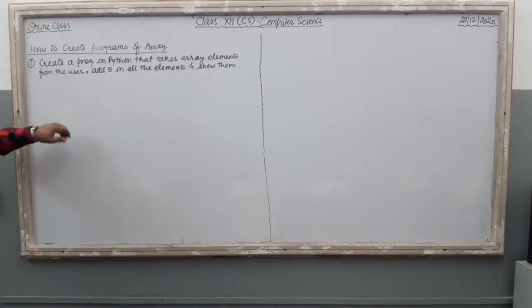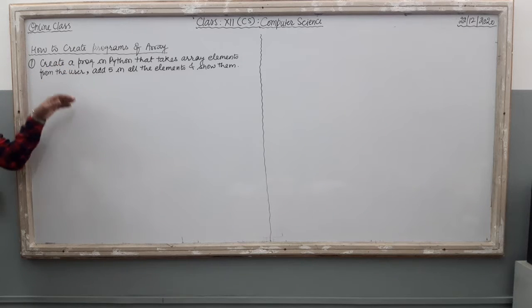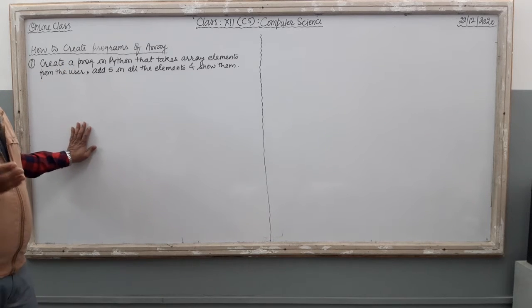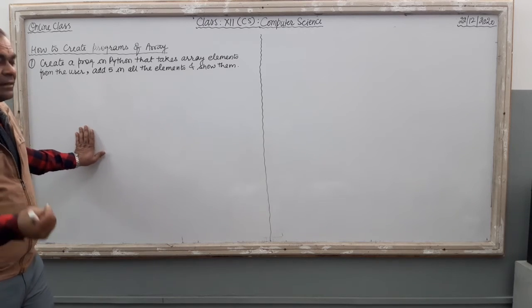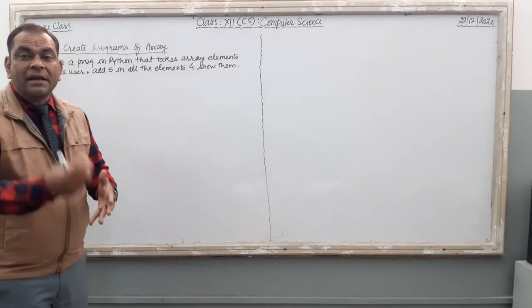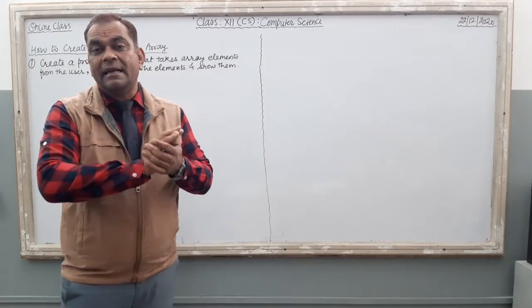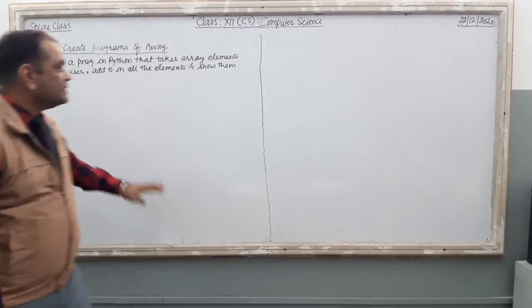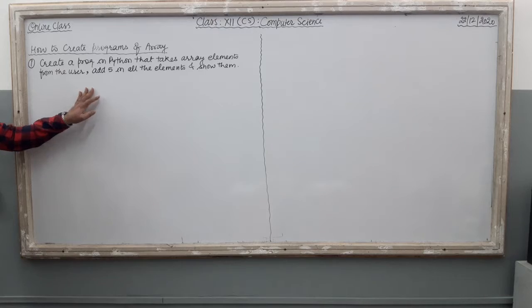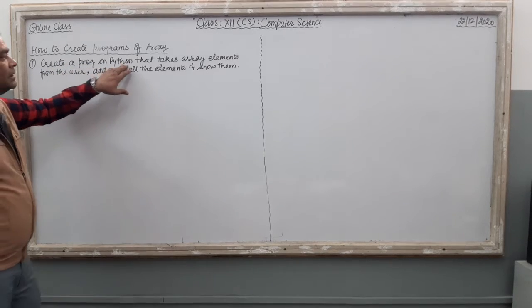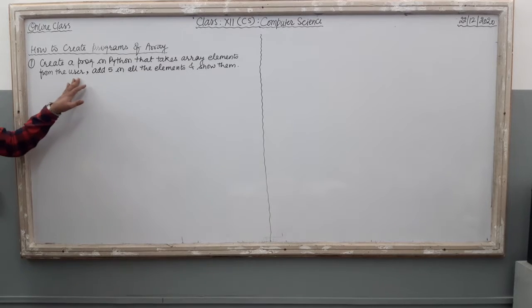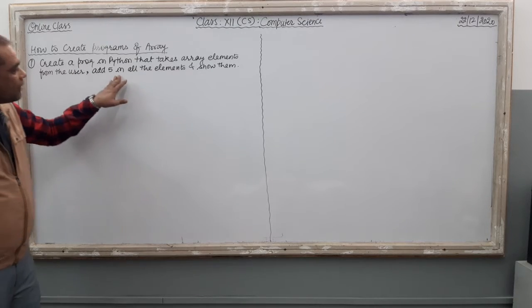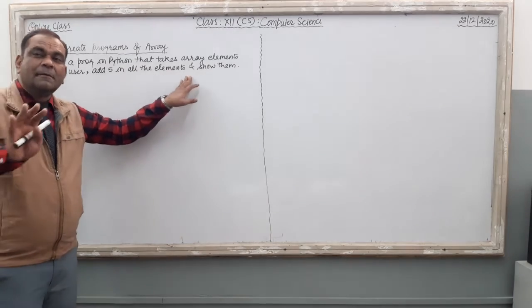In this program we are going to discuss how to create an array, how to take values of the array from the user, and then how to perform operations on the data elements of the array. Here is one simple question for you. Create a program in Python that takes array elements from the user and adds 5 to all the elements. It is the processing part.